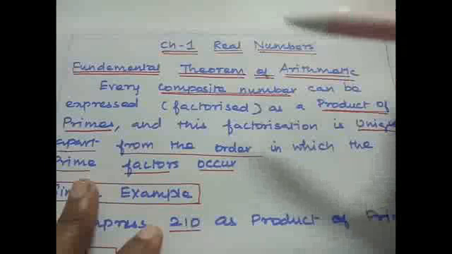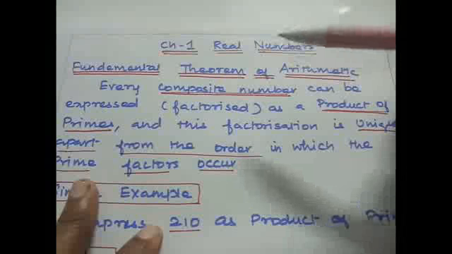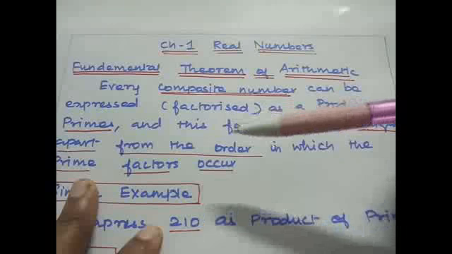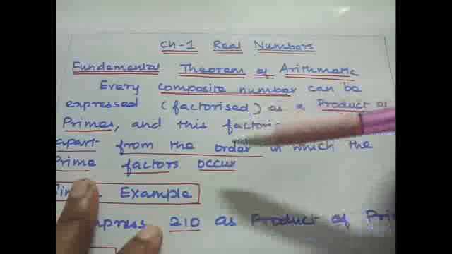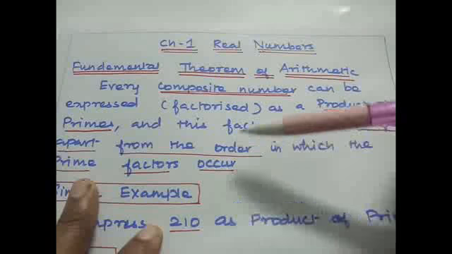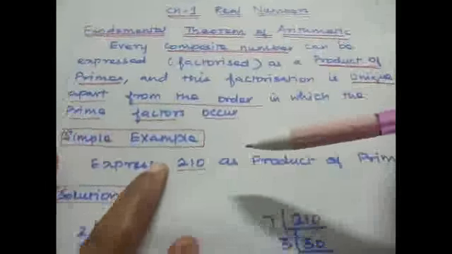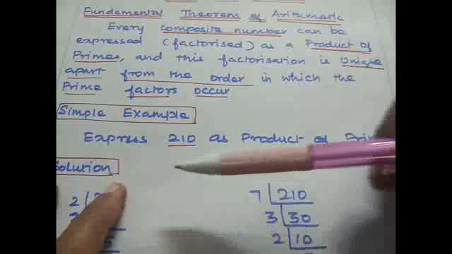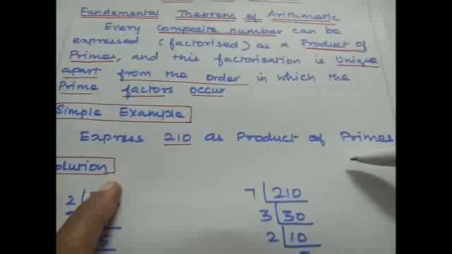It explains two important concepts. First one is every composite number can be expressed as the product of primes. Second one is that the prime factorization can be in any order. That is the second concept. So if you see the example, you will get a clear idea. Our example is 210: express 210 as a product of primes.